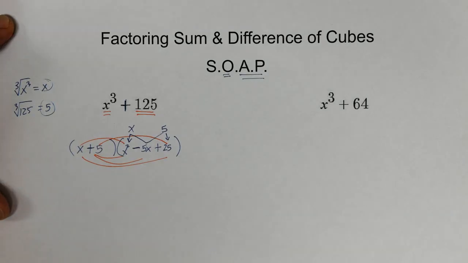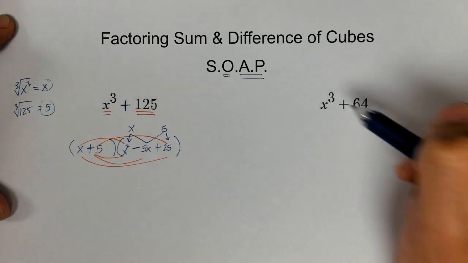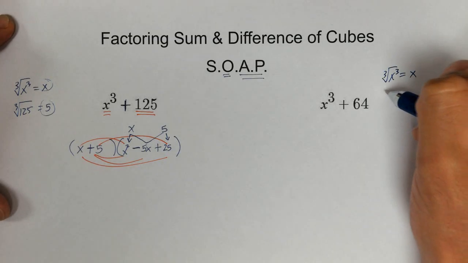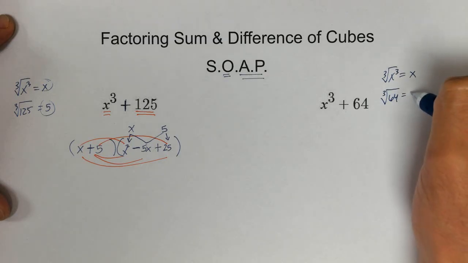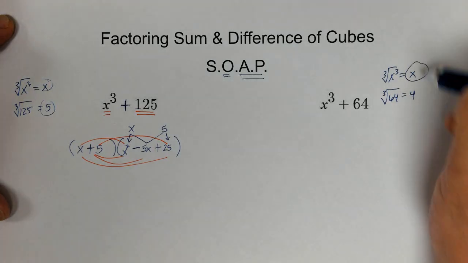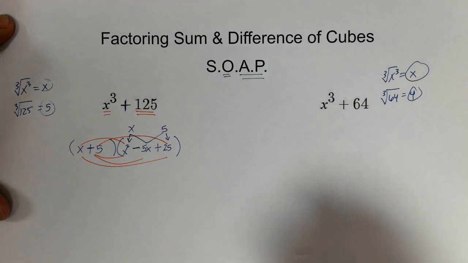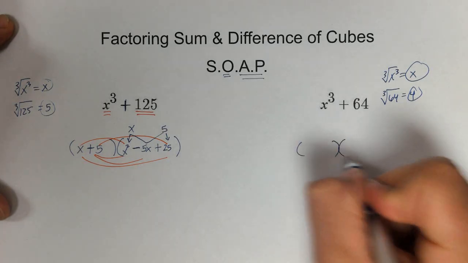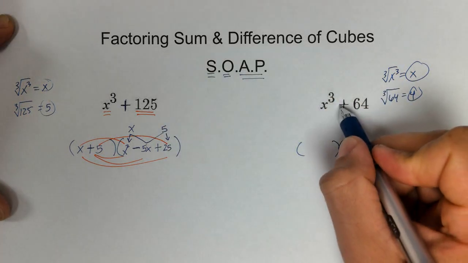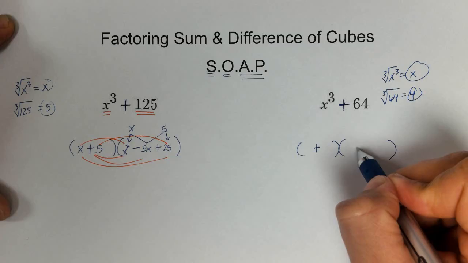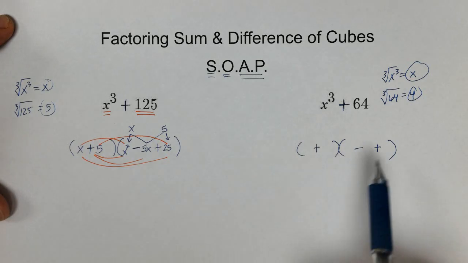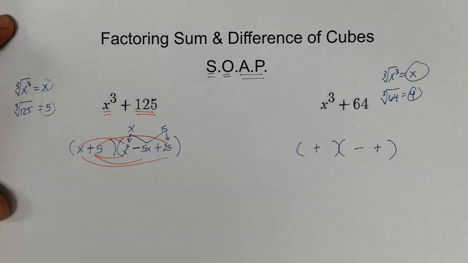Okay, let's try another one. Identify the cube root of x cubed, which is just x times x times x. And then the cube root of 64 is 4, because 4 times 4 is 16, times 4 is 64. These are the two numbers I'm going to work with. So start by filling out my general template. Same means same sign. If it's a plus, I'm going to start with plus. Opposite, always positive. If you look at the answer choices alone, this by itself eliminates half the answer choices.